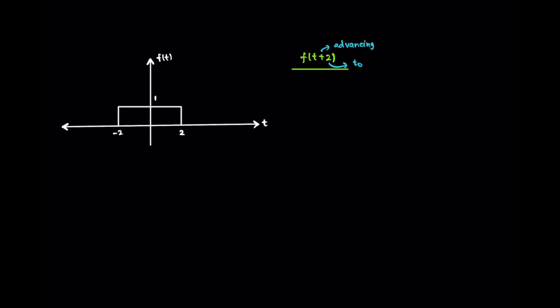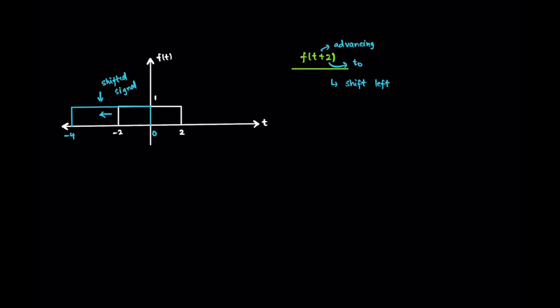Let's perform that. When you advance the signal by 2 units, you are shifting the signal by 2 units to the left. So when you shift it to the left, the -2 will come at -4 and the 2 will come at 0. So you have a signal something like this. The blue lines denote the shifted signal.